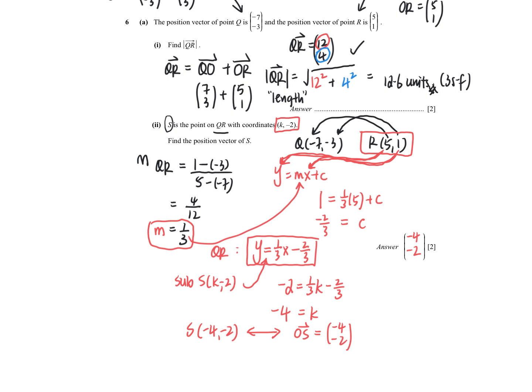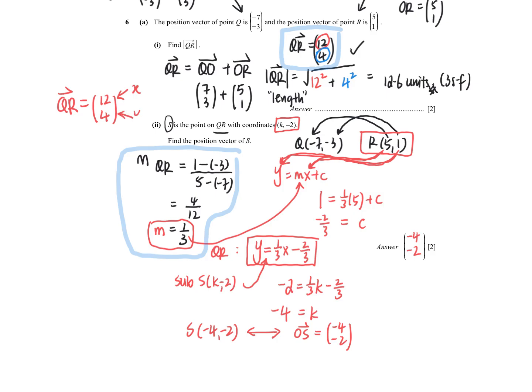Okay, shortcut. Your QR can help you find your gradient. Just now I know that QR, the vector, is 12 and 4. This is my x and this is my y, right? So to find the gradient, I just use the y over the x also can. It gives me 1/3 also. So this is the shortcut method to find gradient.